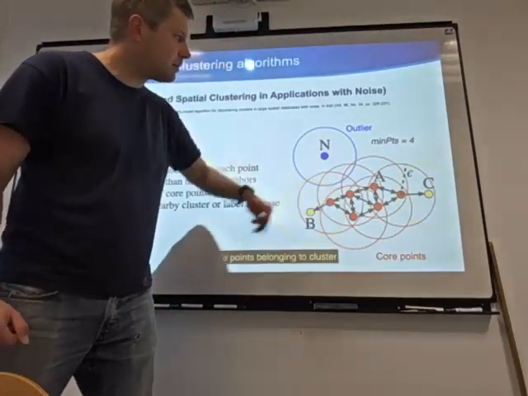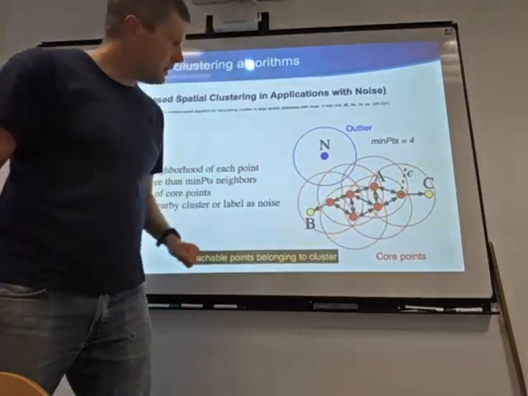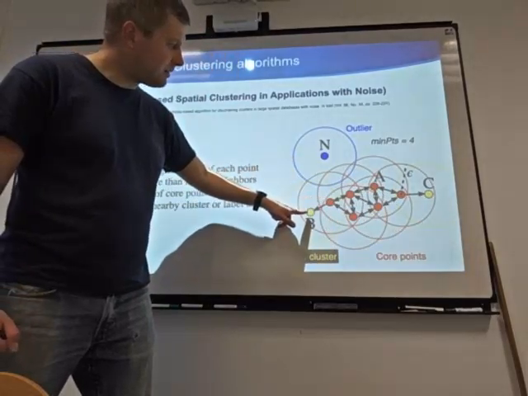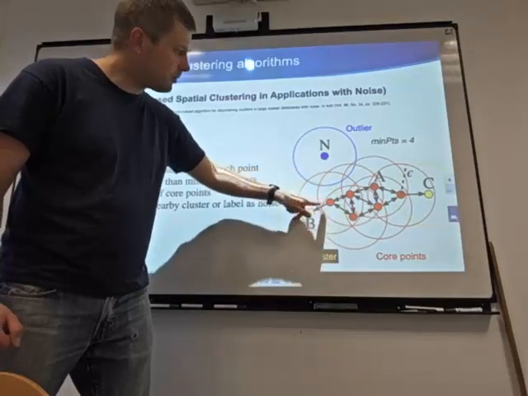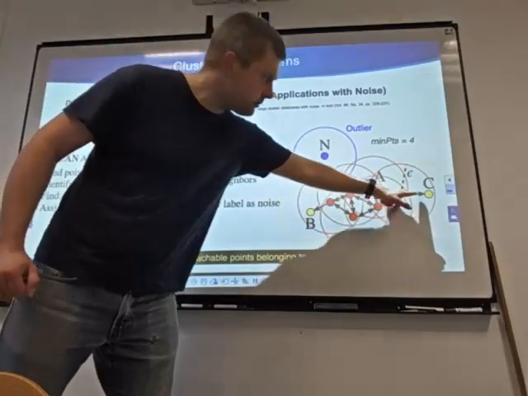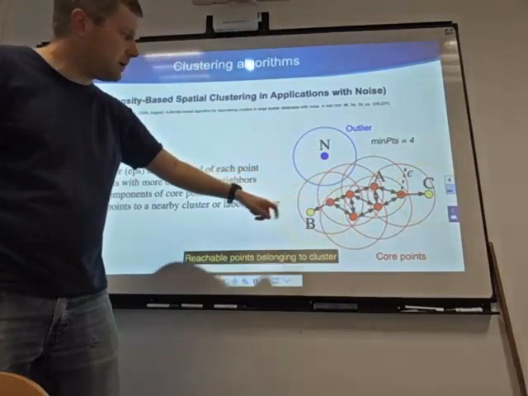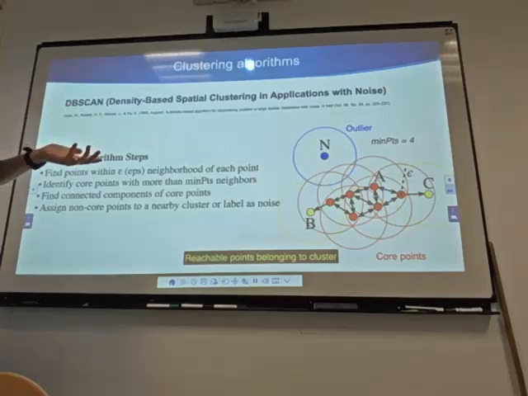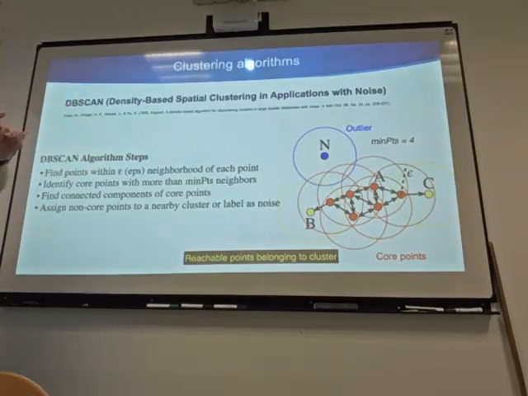So you have all the red core points. Then all the points that are at a distance less than epsilon from core points also belong to the cluster. So here I have my cluster in red and yellow. And all the points that are not at a distance less than epsilon from a core point are classified as noise. So very simple, but very efficient, because you have only 2 parameters.